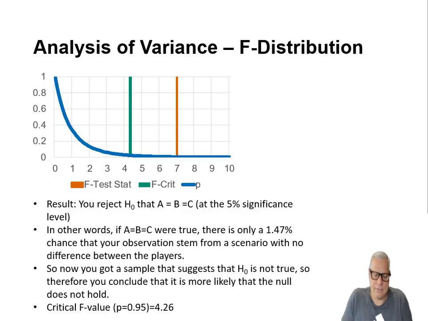but anyhow what the result tells us is if there were no difference between cookies A, B, and C, so they were all the same, there is only a 1.47 or 1.5% chance that your observation stems from a scenario with no difference between the cookies. They would all be evaluated normally the same. But now you got a sample that suggests that H0 is not true, or we don't know if it's true, but it's very unlikely to be true. So therefore you conclude that it's more likely that the null does not hold. And again, here's our critical value of 4.26, where we have 95% to the left or 5% to the right.